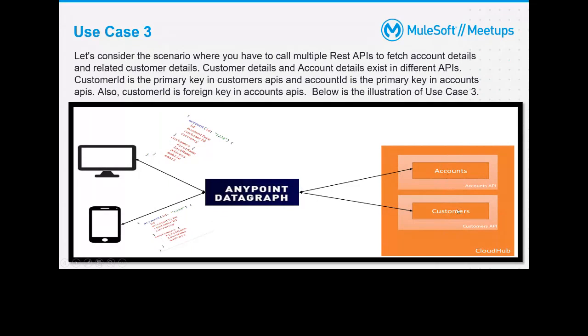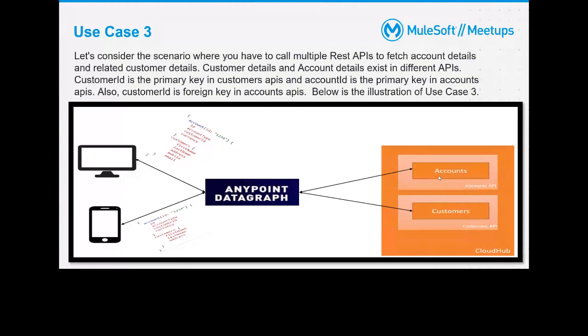So there are two endpoints in both the APIs, and my requirement is that when I fetch the account detail, I also want to fetch the associated customer, who is the customer for that account. I want to fetch the first name, last name, the customer ID for that particular account, right? So here the account ID will be the primary key in the accounts API, and the customer ID will be the primary key in the customer API. Then I have one field in account, that is the customer ID, which is a foreign key in the accounts API, right?